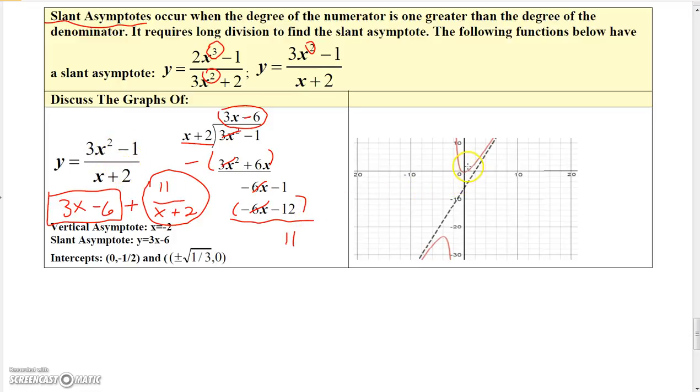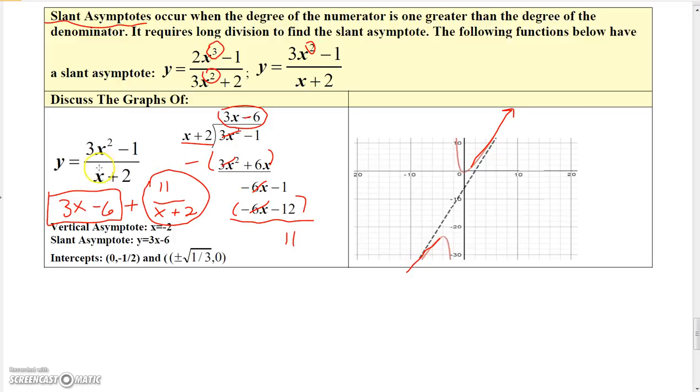And then you can see now how this graph approaches the slant asymptote. Now don't misunderstand. As x goes to infinity, the graph still goes to infinity, but it goes to infinity in such a way that it gets closer and closer to this line, 3x minus 6. And the same thing in the other direction. As x goes to negative infinity, the graph actually does go to negative infinity, but it does so in such a way that it gets closer and closer to that line.